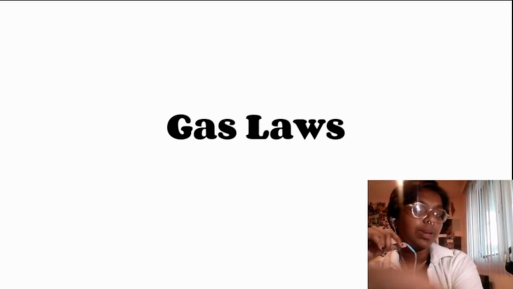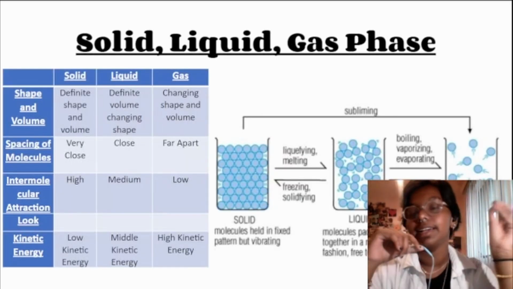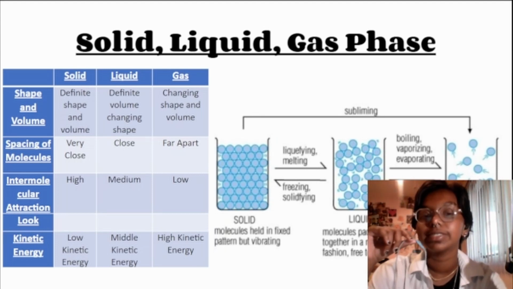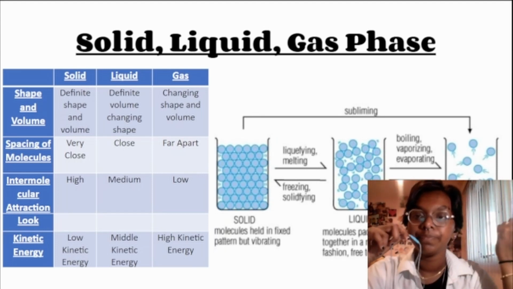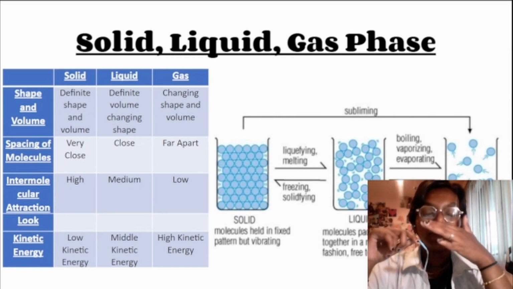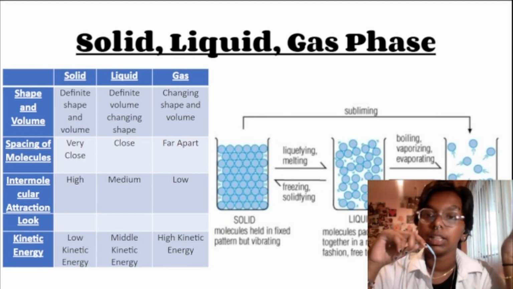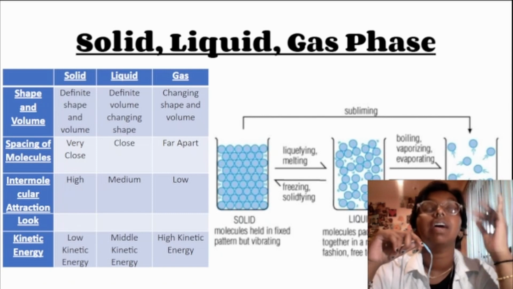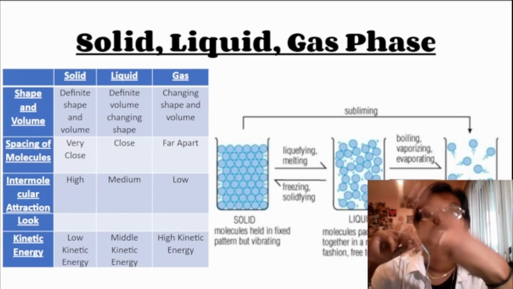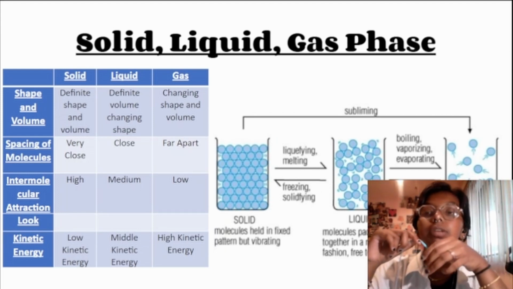But yeah, Unit 4, gas laws. Okay, so there's three different phases. Obviously, I feel like everyone knows this, but there's solid, liquid, and gas. So what are the differences between these three phases? Shape and volume wise: in a solid, you have a definite shape and volume. In a liquid, you have a definite volume, but not a definite shape. The liquid changes depending on the container it's within. And with gas, both the volume and shape change.